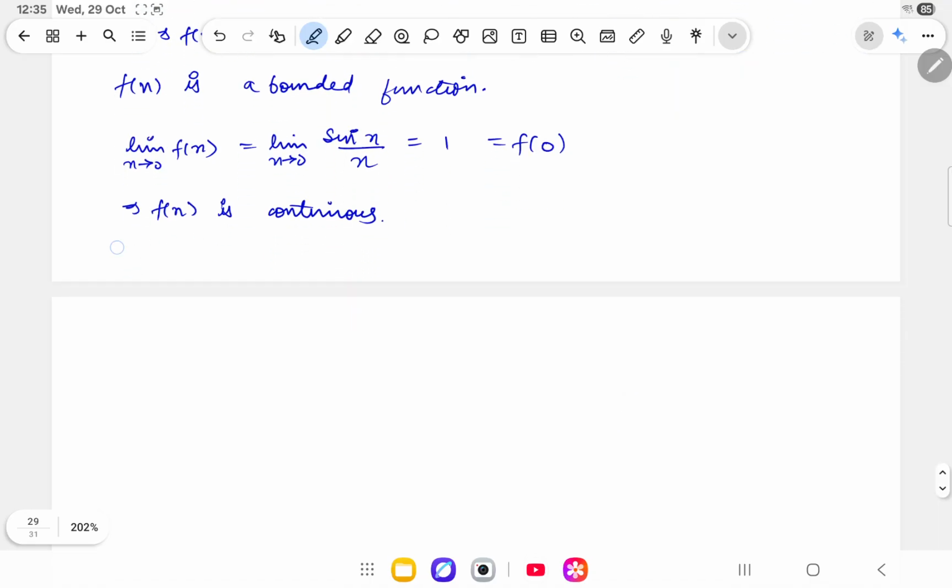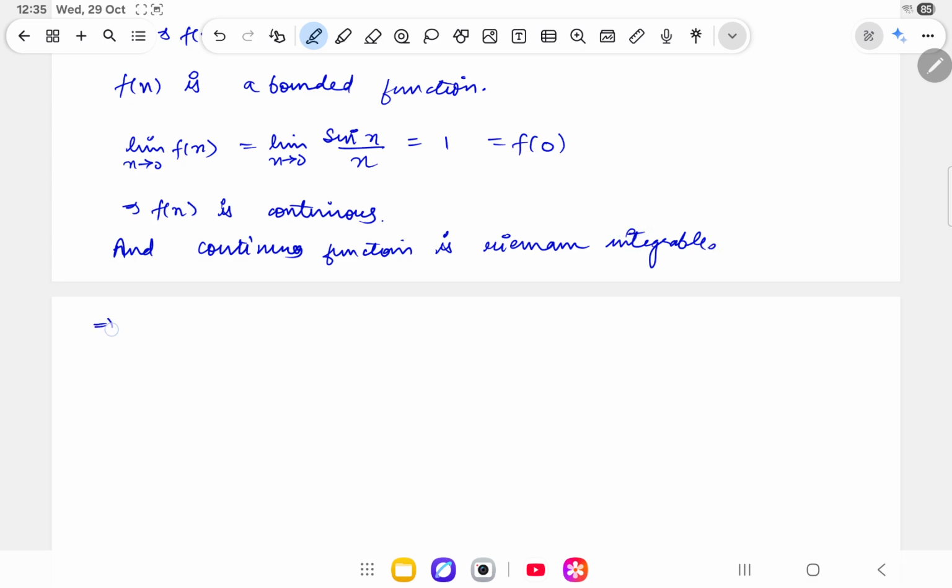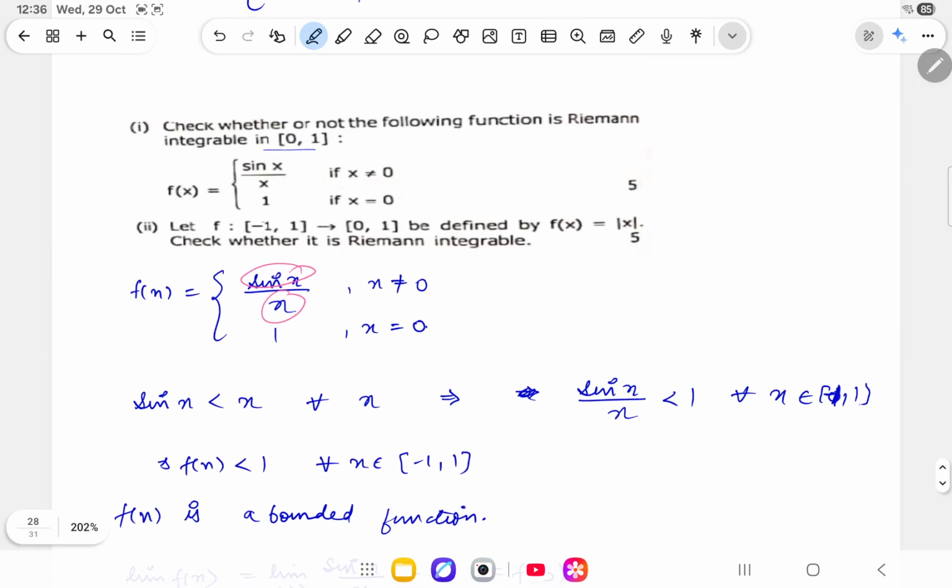So f(x) is a continuous function, and a continuous function is Riemann integrable. So from here we can say that f(x) is Riemann integrable. And that completes the first part of the question. And the second part is to check whether f(x) defined by this is Riemann integrable or not.